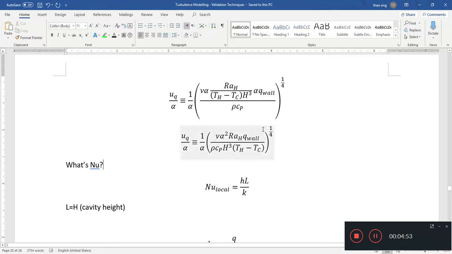Next, we want to get rid of this q wall and TH minus TC. How do we get rid of that? We try and replace it with the Nusselt number.